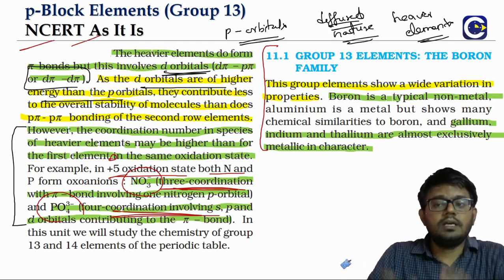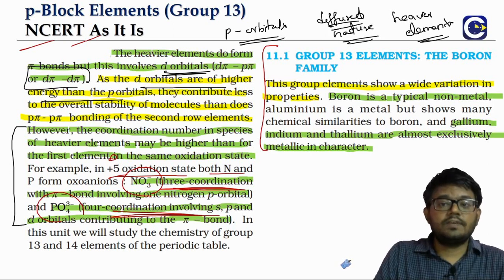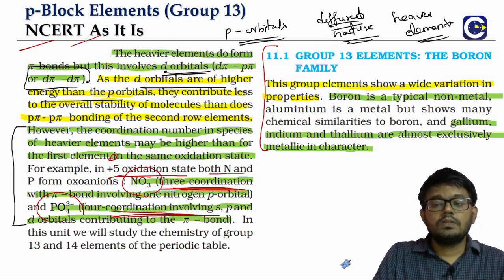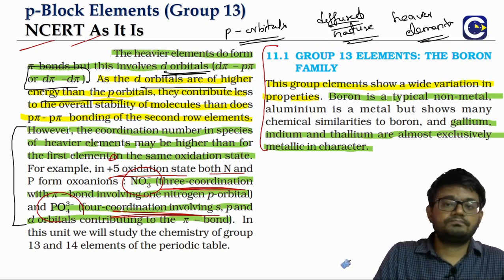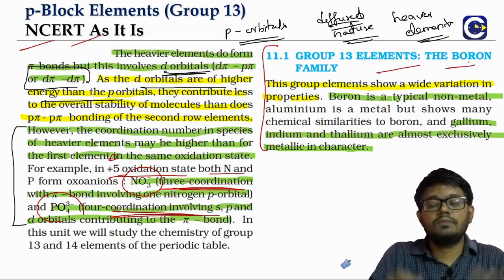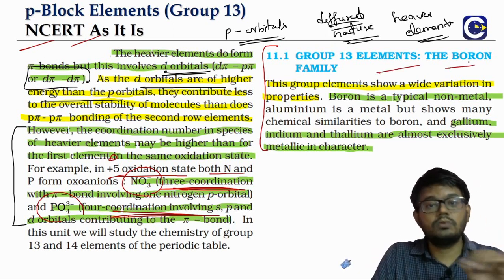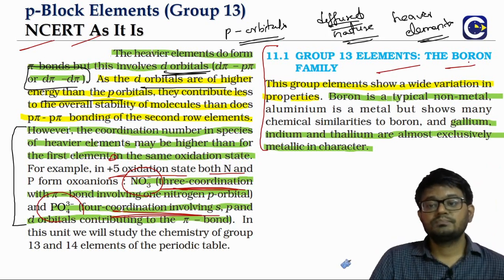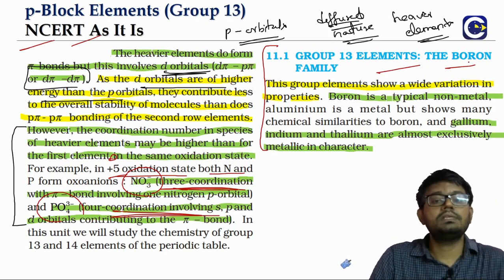Let us come to the area of interest for us in this particular lecture video, which is the 13th group. So what is the 13th group? It is boron, aluminum, gallium, indium, thallium. Now what we will see in this group is a wide variation of the properties. Remember, when we talked about the s block, whether it is the first or second group, we said the properties will be periodic or regular. But here we are going to see variations.